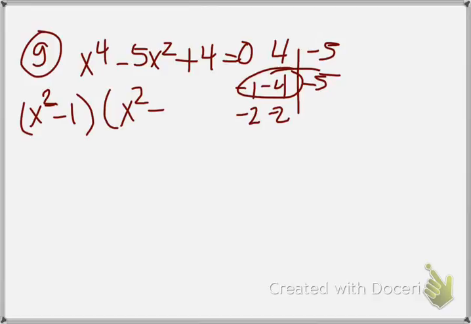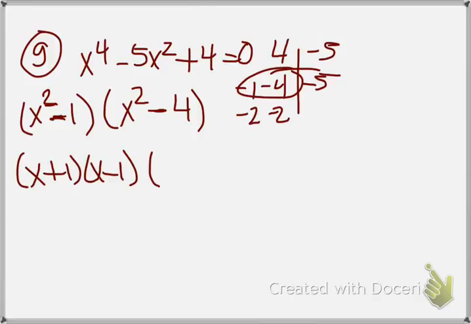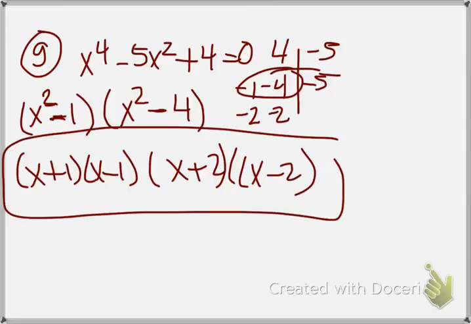But when we look at this, it's not letting me stop here. Since they're both differences, because it's a minus and there are numbers we could take the square root of, the square root of 1 is plus or minus 1, and 4 is plus or minus 2, and that's your final answer.